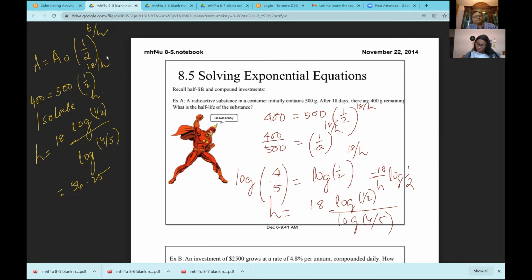Should I check the calculation? Okay. So we have 18 times log of 0.5, and then we divide by log of 4 divided by 5. 55.9 I get. So I get 56 days. Very close. I think, no, sorry, I got the h value as 56.25. 56 days, okay, that's fine. So we get h as 56 days here.